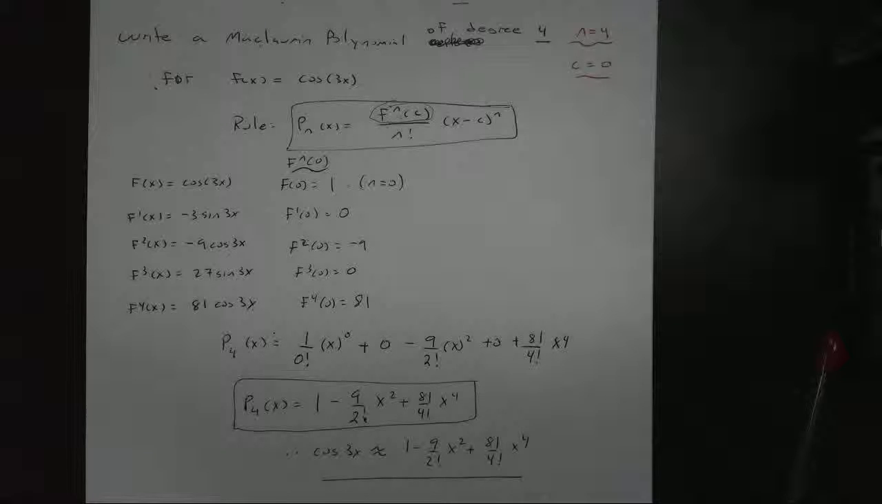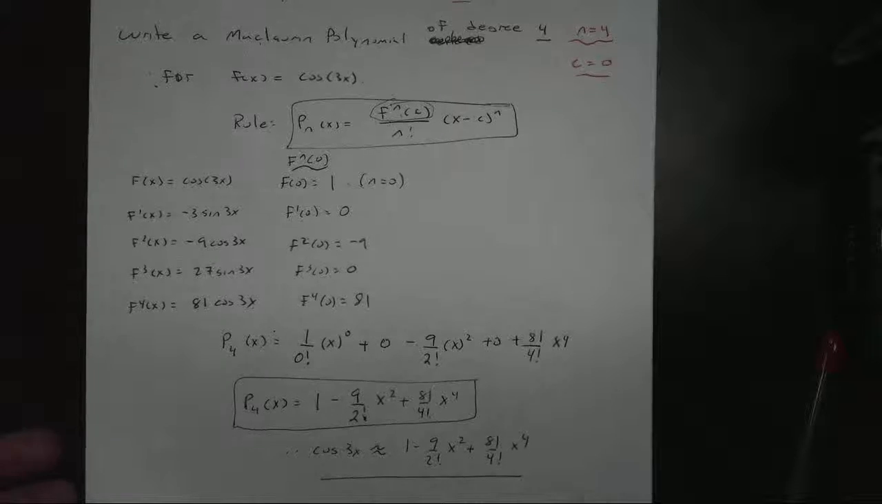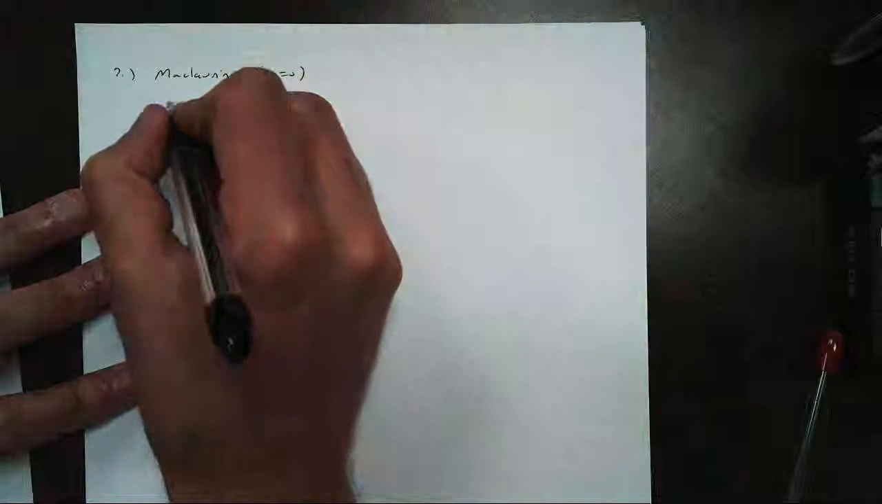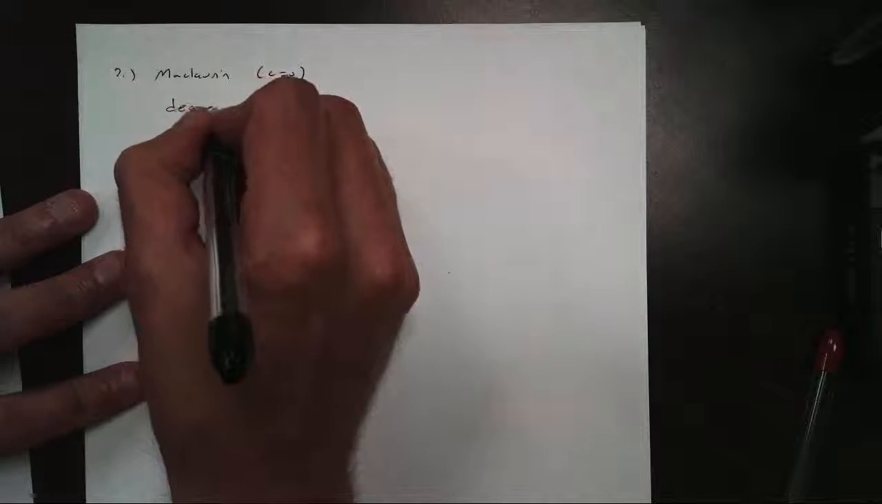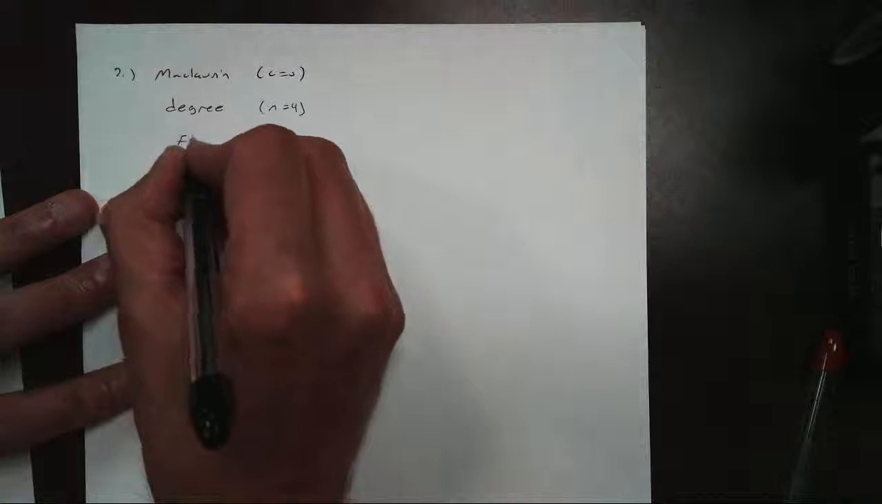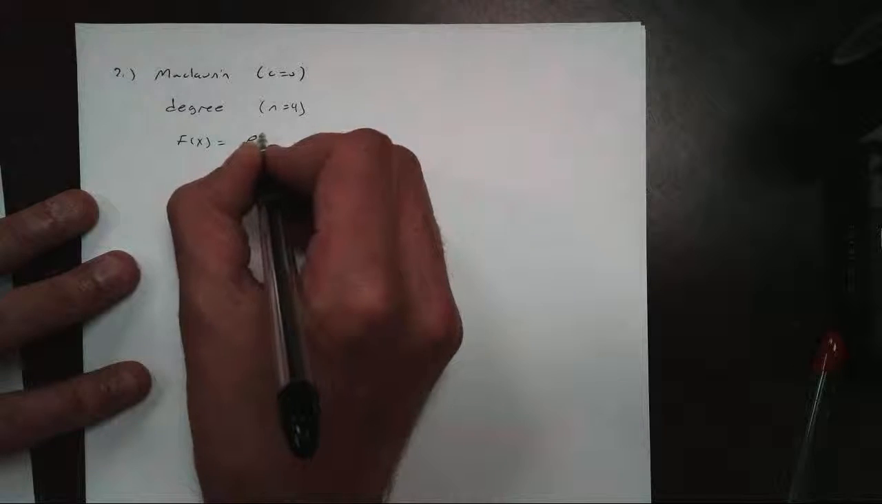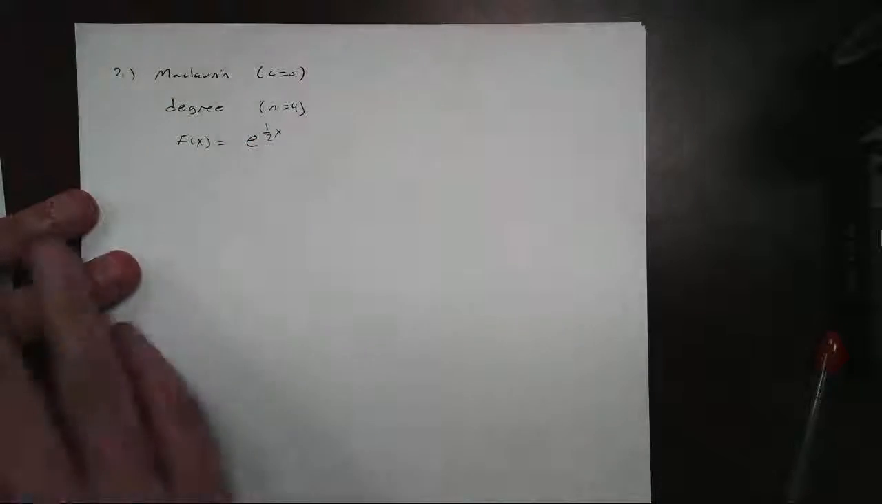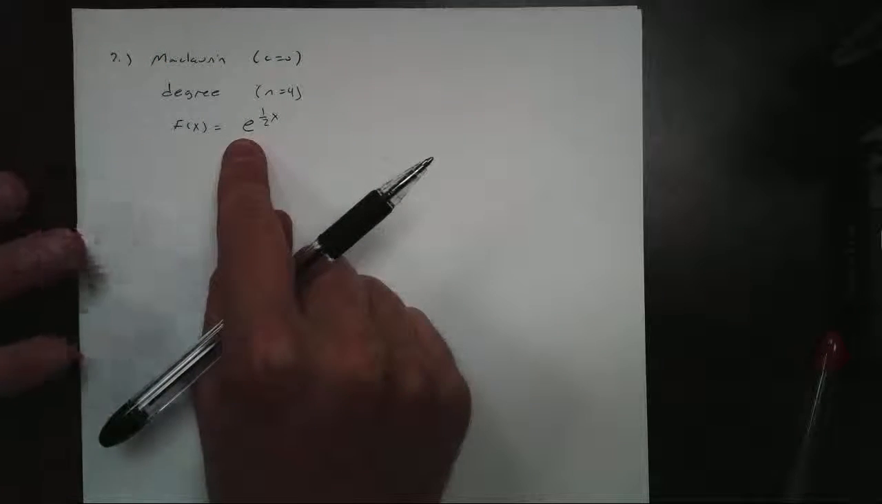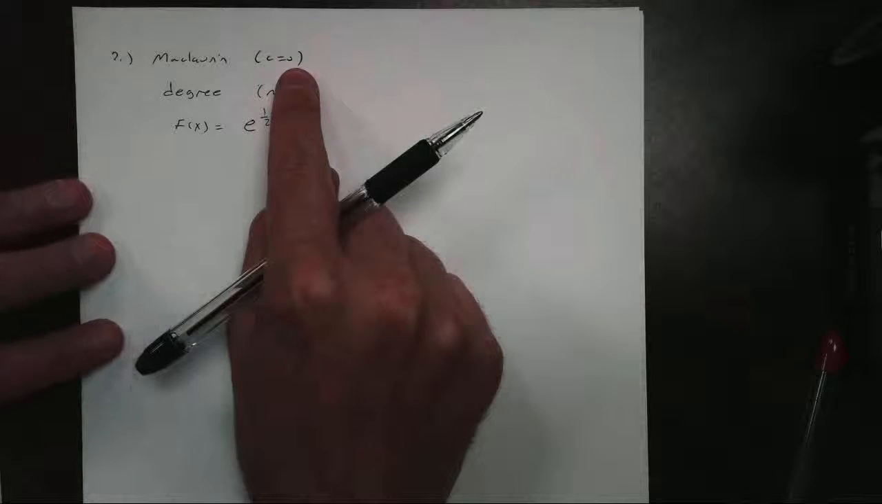Maybe not. Here we go. So what happens if we have e to the x? Well, let's take a look. Let's take again number 2, a Maclaurin. Remember, Maclaurin is centered at 0. Let's take a look at a degree, let's say 4 again, n equals 4. And let's let the function f of x equal, let's say, e to the 1/2 x. I want to find a polynomial function that looks exactly like this exponential function near 0.